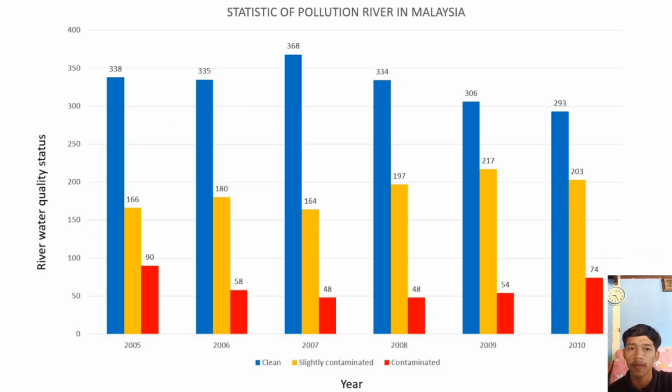Study of river pollution in Malaysia. The vertical axis is the river water quality status, and the horizontal axis is years. Okay, the bar graph shows that the highest quality water was in 2007. The quality of water in 2007 is the same as in 2008, which is 48. In 2005, the slightly contaminated was half of clean.